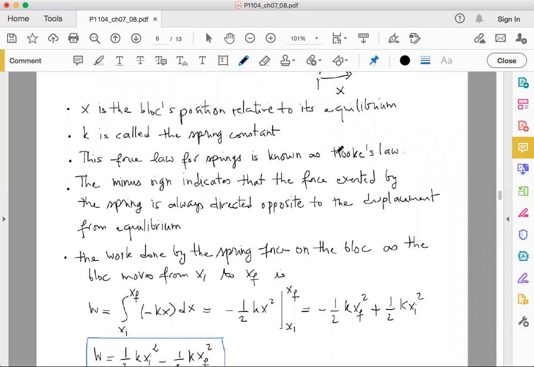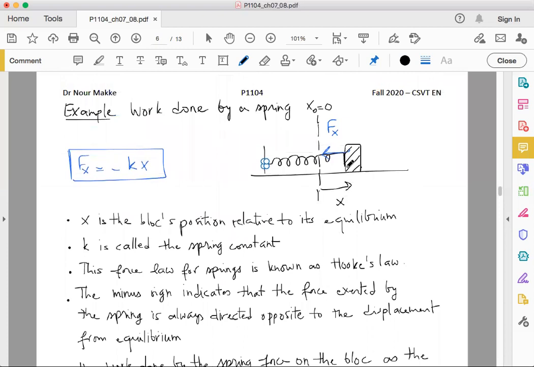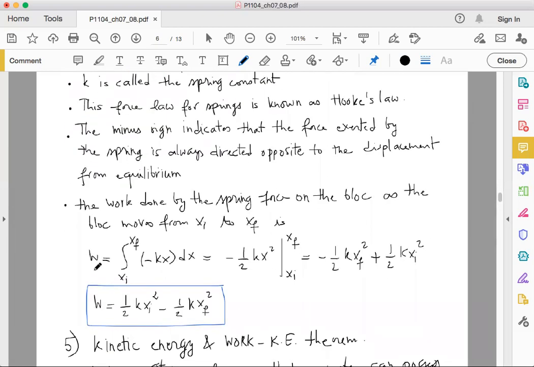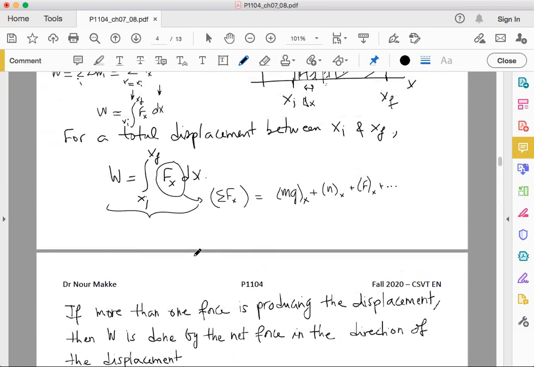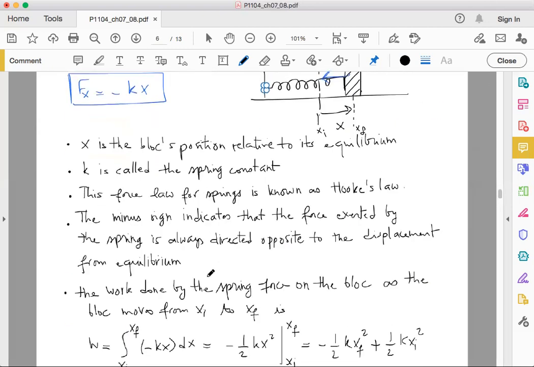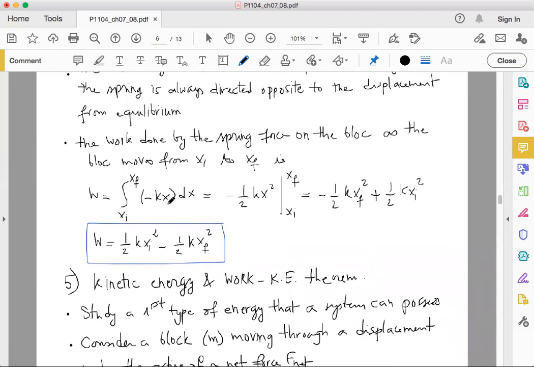Now, what is the work done by the spring force on the block as the block moves from x initial to x final? Let's suppose that the block was at a given x initial here. Here we took it as zero, but it may not be zero. Then it arrives at this position where it is x final, for example. So if it's moving between x initial and x final, then W is equal to the integral of Fx dx. We saw earlier, when we defined the work of a varying force, that it is the integral of Fx dx. So Fx is given by minus kx dx. Don't forget that here we are using the projection of the force. So it's minus kx dx.